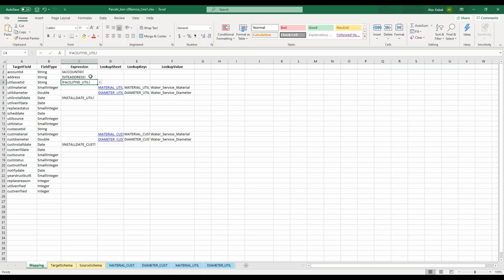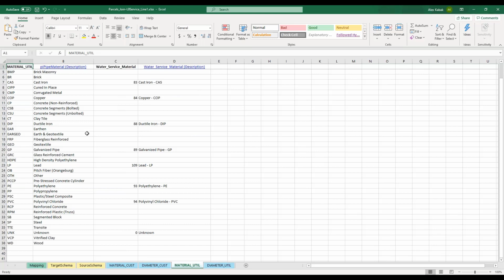So you can just click, and the expression column allows you to go through all of the fields from your source to match it up to the target. We also have these lookup sheets, and it's already matched it up for us. And what the lookup sheets are referencing are these blue tabs down here at the bottom. And these blue tabs, and we'll look at material on the utility side for an example, they are matching up the domain codes from the source to the target. So on the left-hand side, we have the material codes for the domains from the source, and on the right-hand side, we have the codes for the target. And using the descriptions, it has already been able to match up the text codes with the integer codes from the source to the target. So we have cast iron is CIS in the source. It's 83 in the target, and it was already able to match that up for us. So there's no work that we would have to do there.